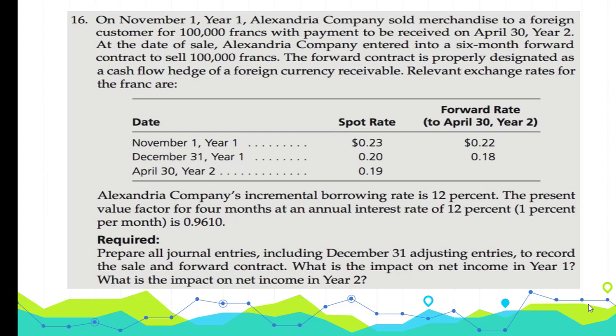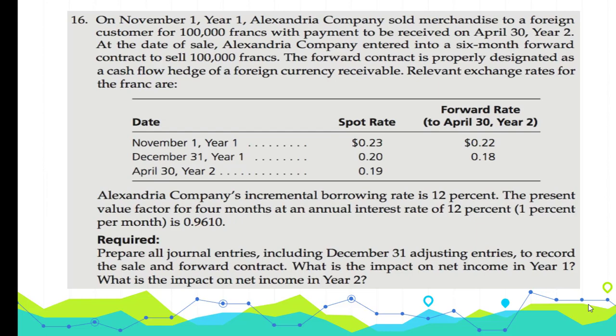And Alexandria Company manages this foreign exchange risk by entering into a 6-month forward contract to sell 100,000 francs at a locked-in exchange rate of 22 cents per franc. So when payment is ultimately received 6 months down the road, Alexandria Company will be selling 100,000 francs to the financial institution counterparty at a rate of 22 cents per franc. So Alexandria Company will be getting $22,000 on April 30 in year 2.